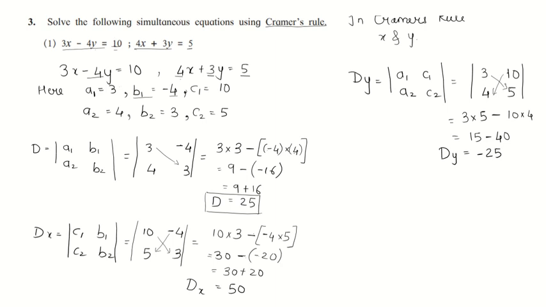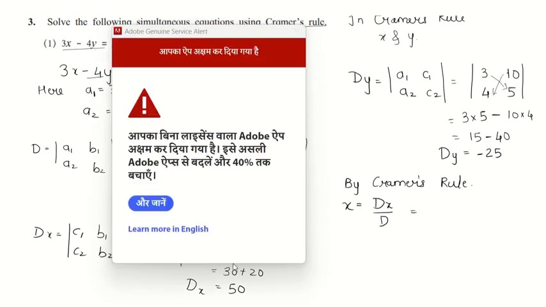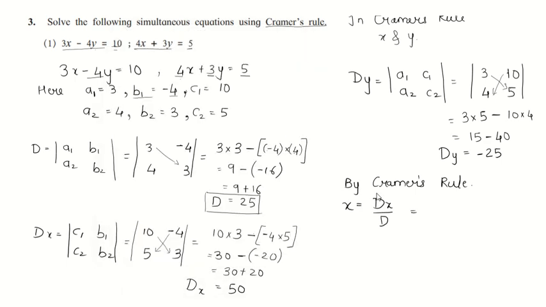Now we need to solve it further by Cramer's rule. What is Cramer's rule? X is equal to dx upon d, which means what is the value of dx? Dx is 50 and d is 25. Solving it further, 25 into 1 and 25 into 2 is this. So x is nothing but 2 upon 1, which is 2.